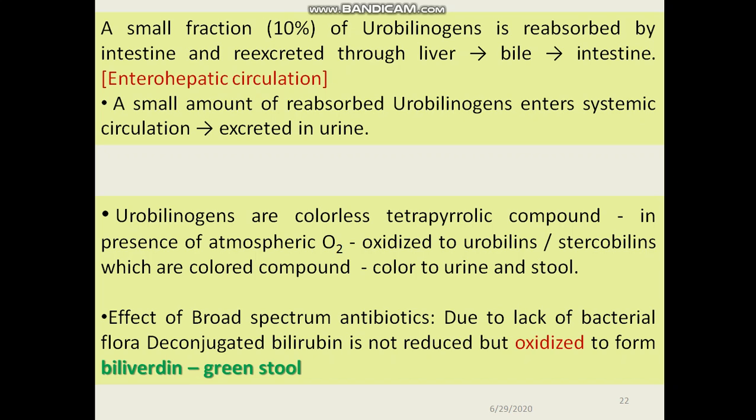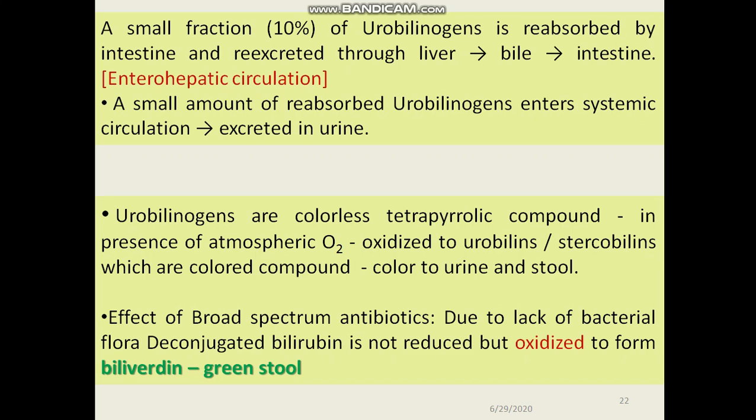Urobilinogens are colorless tetrapyrrolic compounds, but in the presence of atmospheric oxygen, they are oxidized to urobilin, which imparts color to urine, or stercobilin, which imparts a particular color to stool.